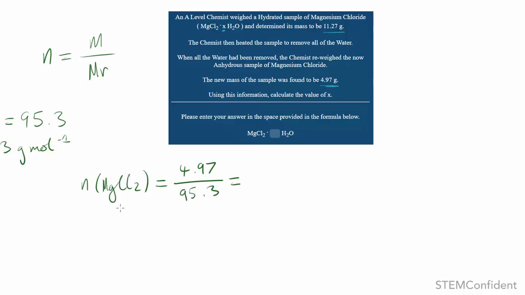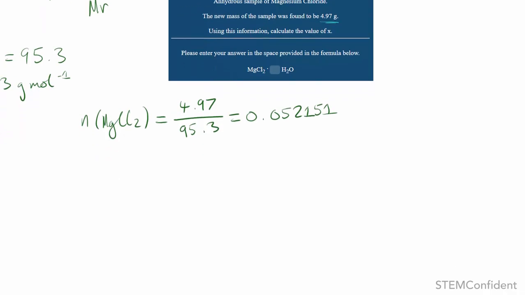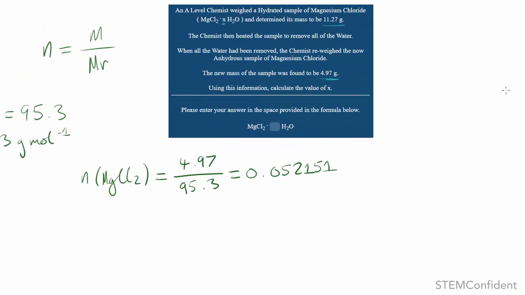And that's going to give us the number of moles of the MgCl₂, which in this case is going to be 0.052151, right? So that's what it's going to be to 5 significant figures. And at this point, we can look into working out the number of moles for the H₂O, right? And this is going to be in moles, right?